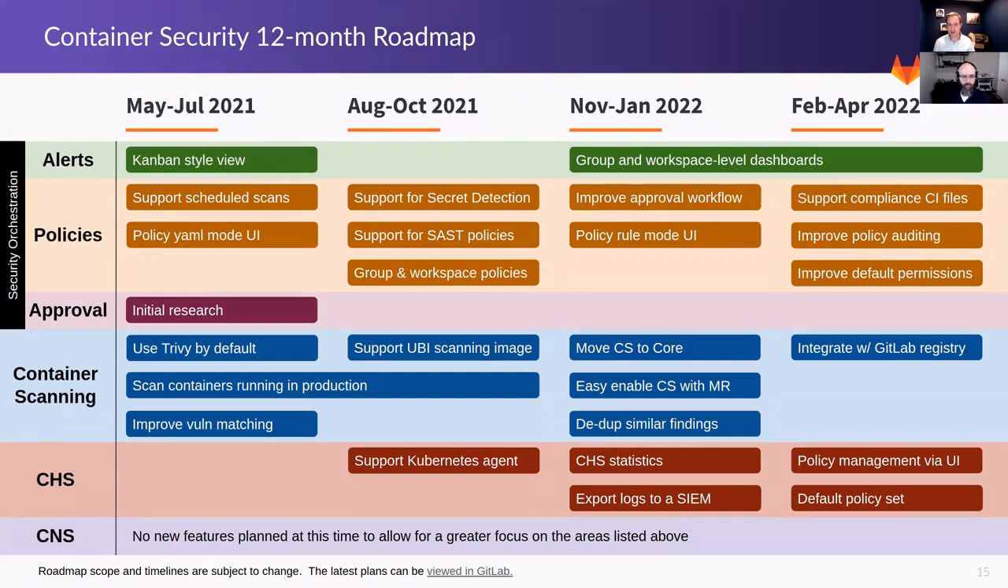Finally, I just wanted to highlight our 12-month roadmap. Well, all of this is subject to change. Hopefully this gives you a rough idea of where we're headed, both in the next 3 months and also out over the course of the next year. Right now, we're looking to see if we can support scheduled scans for policies. We want to build a UI around that. We also want to extend the alert dashboard to support an easier to use Kanban style working view.